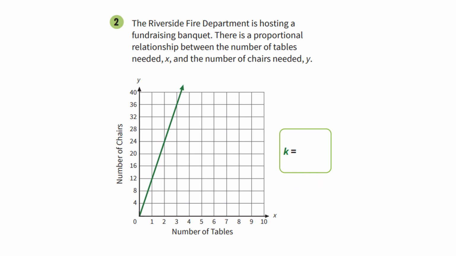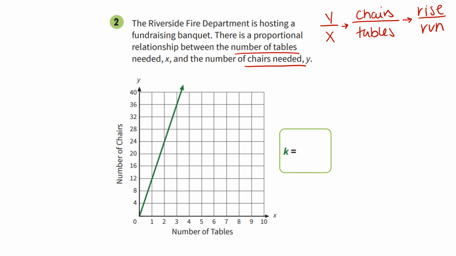Number 2. The Riverside Fire Department is hosting a fundraising banquet. There's a proportional relationship between the number of tables needed, X, and the number of chairs needed, Y. So our Y over X fraction is going to be the number of chairs over the number of tables, which is going to reflect our rise over run fraction.